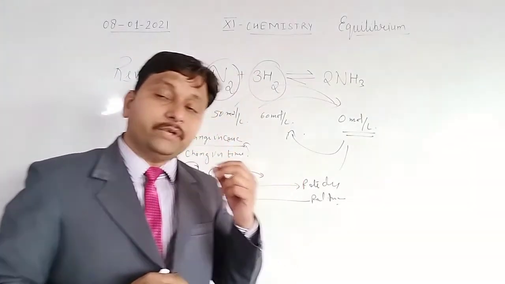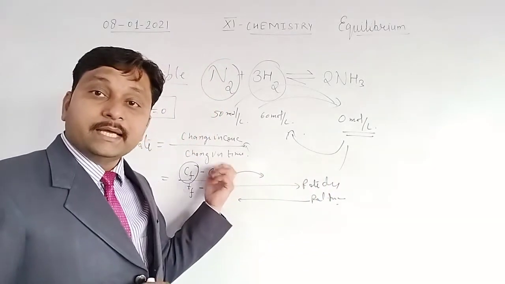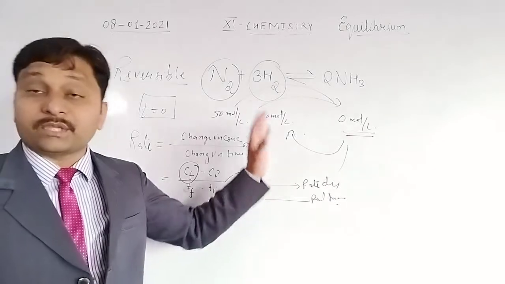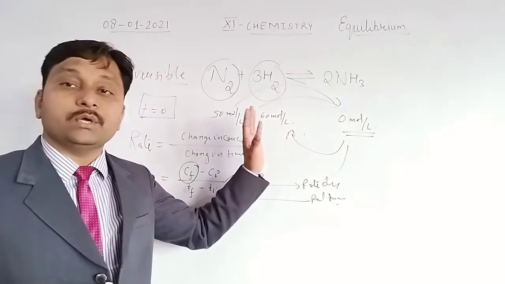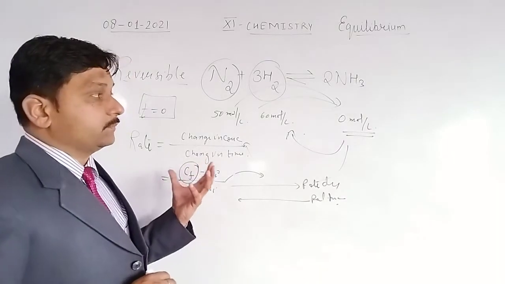So at the time of equilibrium, first of all the forward reaction rate and the backward reaction rate will be equal, and the second one is the concentration of the reactant and the product will be fixed, or simply we can say it is a constant. Clear? Now the second terminology.